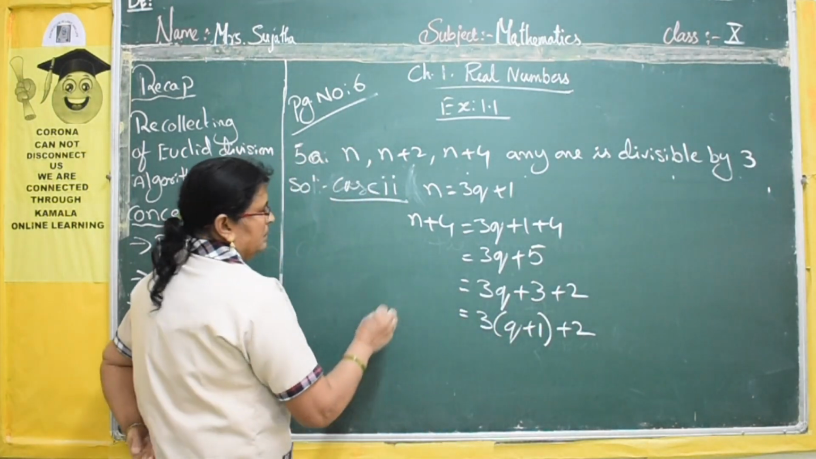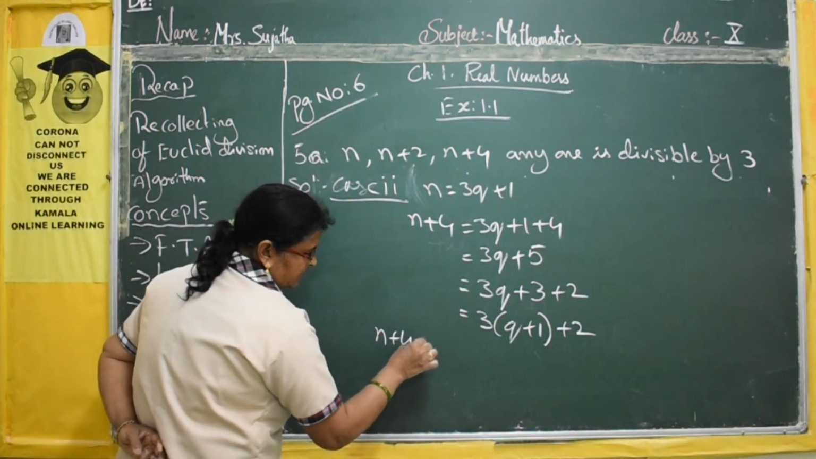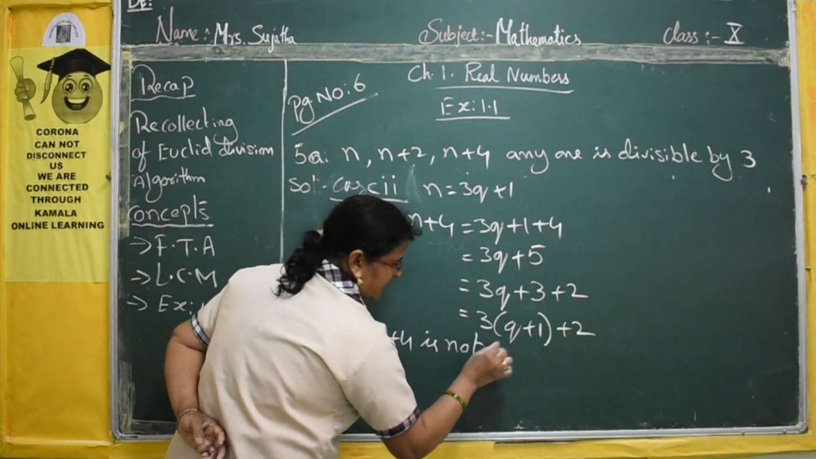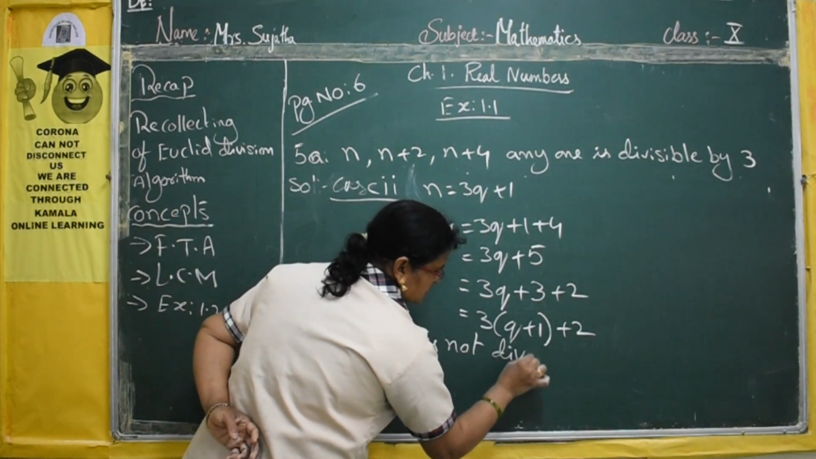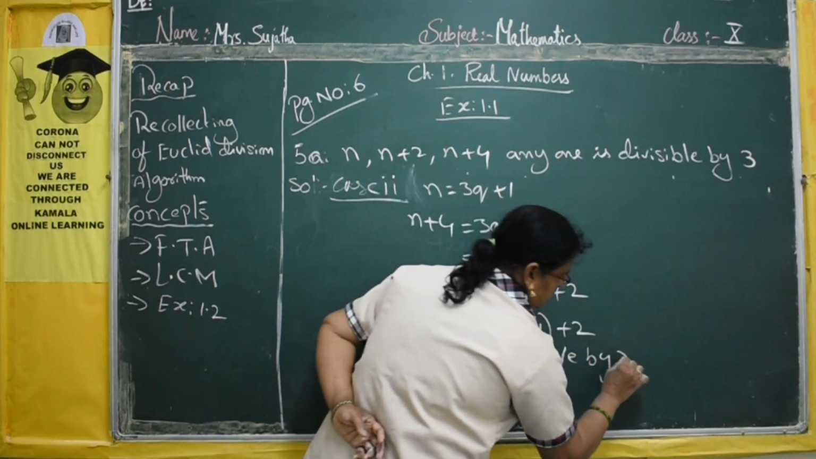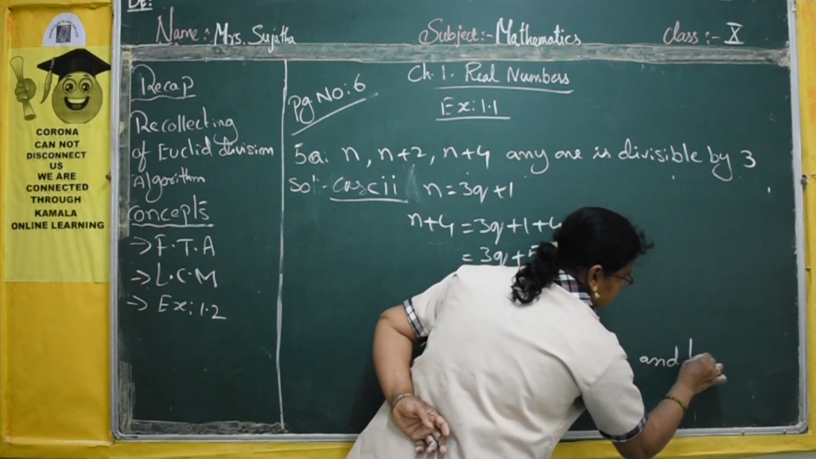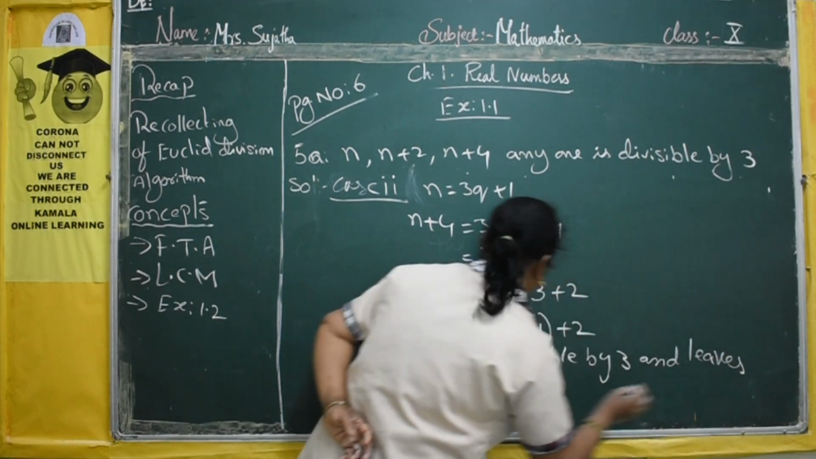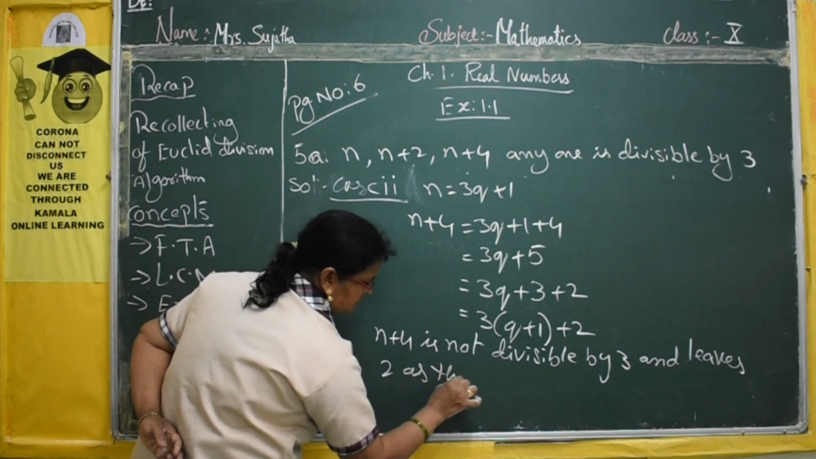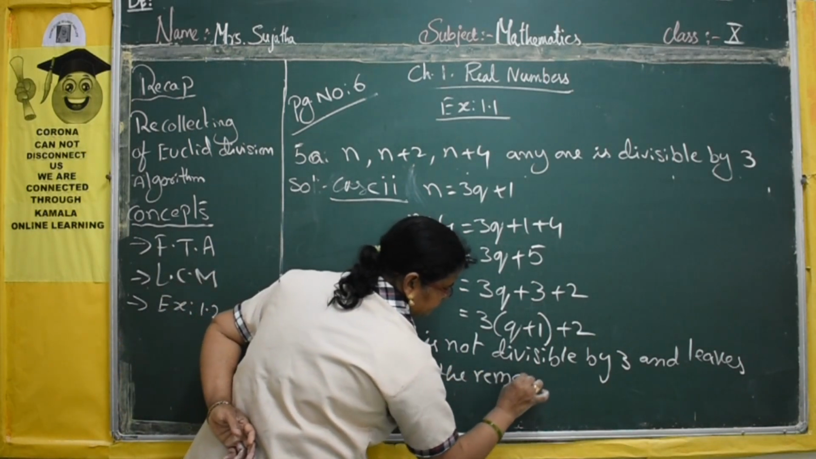So n plus 4 is not divisible by 3 and leaves 2 as the remainder.